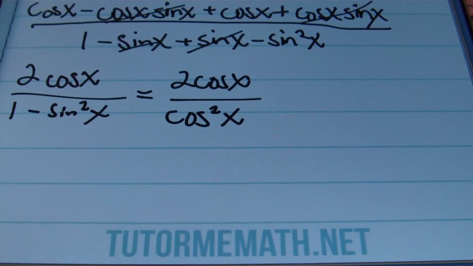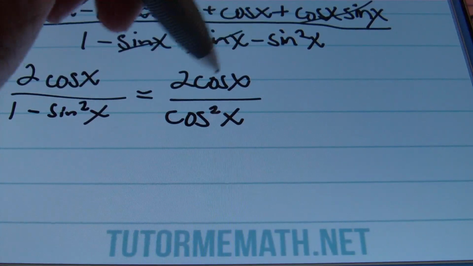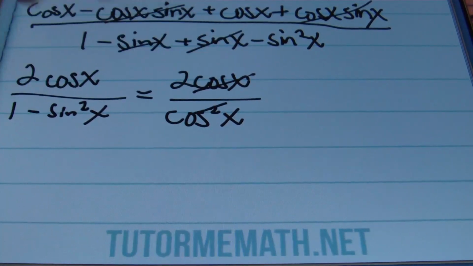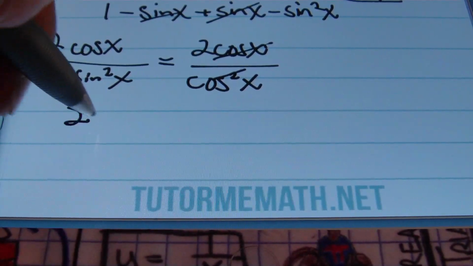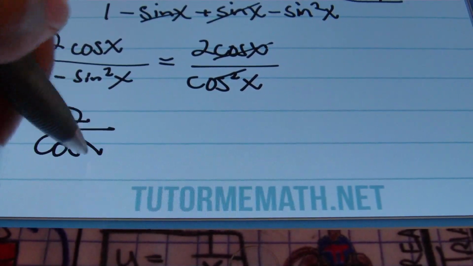Now that I have this, we can simplify, because you have cosine x in the numerator, whereas you have cosine squared x in the denominator. So that means we can simplify this by cosine x. Cosine x goes into itself once, and cosine x goes into cosine squared x, cosine x times. In other words, I can cancel out one of those cosine x's in the denominator. So we're now left with 2 over cosine x.